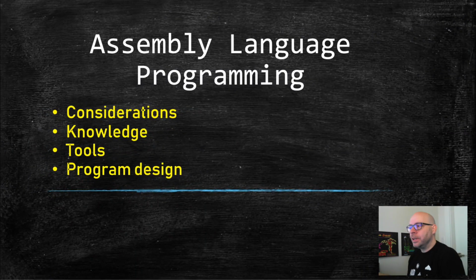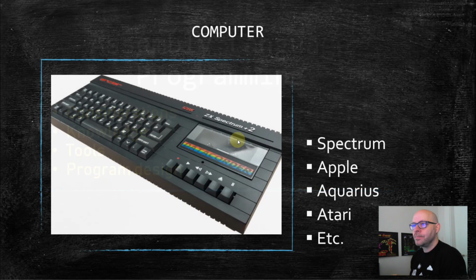All right, so we'll go ahead and get started here, taking a look at the different considerations and different topics we need to be familiar with when learning to program in assembly language. And we're going to be covering these four topics here: the different considerations, different areas of knowledge, different tools we need, as well as some considerations for actually designing our assembly language programs. So let's go ahead and get started here.